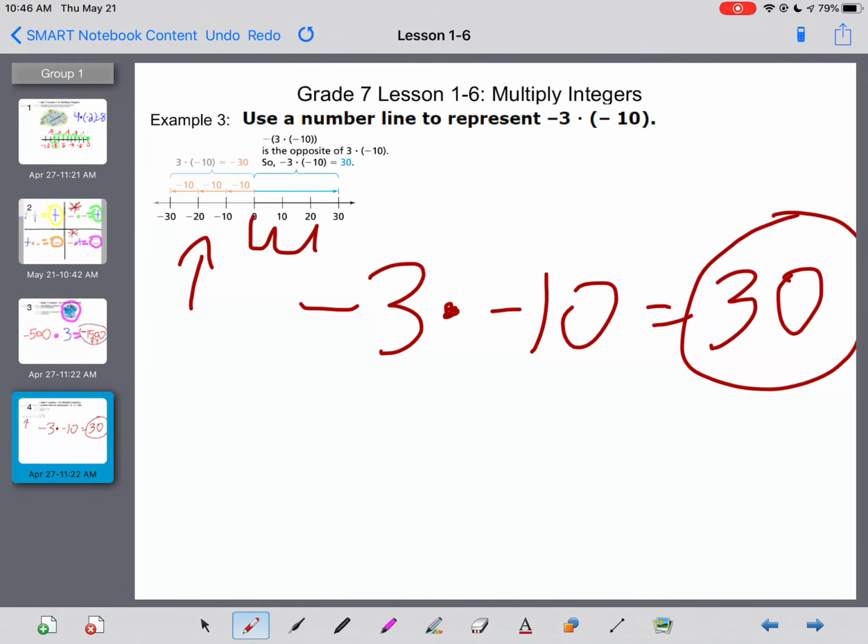So it's 3 jumps of 10 in the positive direction. So -3 times -10 is positive 30.